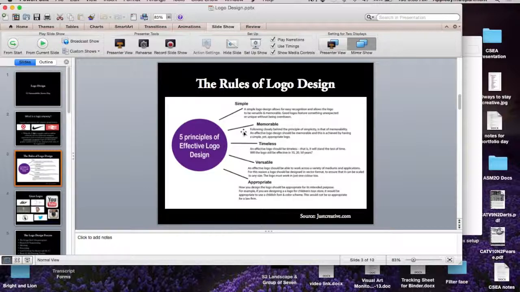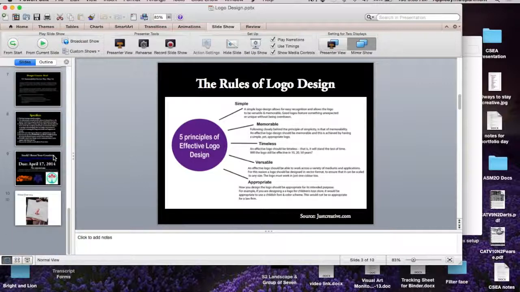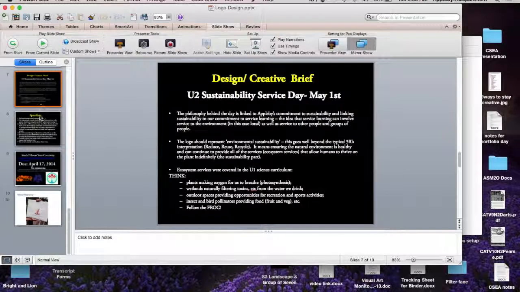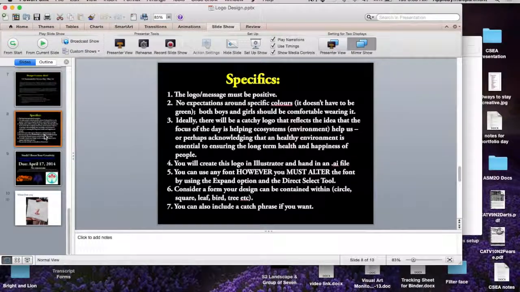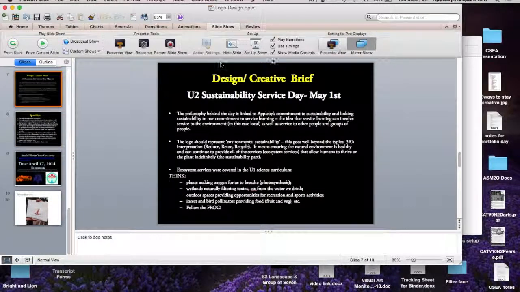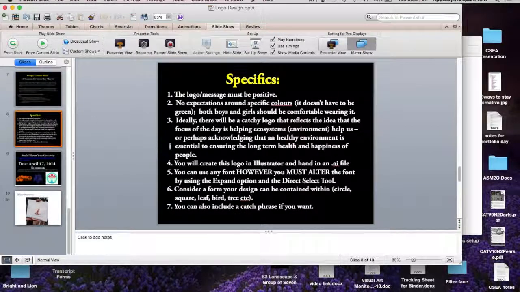And then the other slide you should be looking at quite a bit is the creative brief and the specifics. These will help you to come up with ideas, there's lots of ideas in here about how you could go about thinking about sustainability and sustainable ecosystems. And then you could make sure you're following some of the specifics on this slide as well.